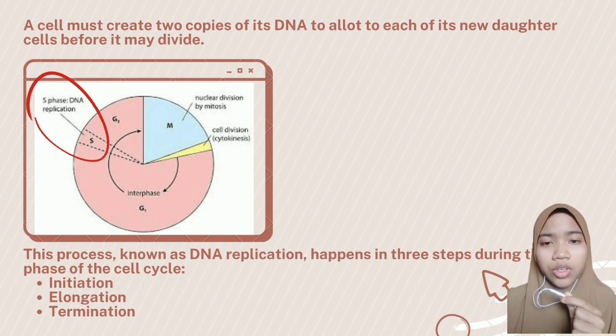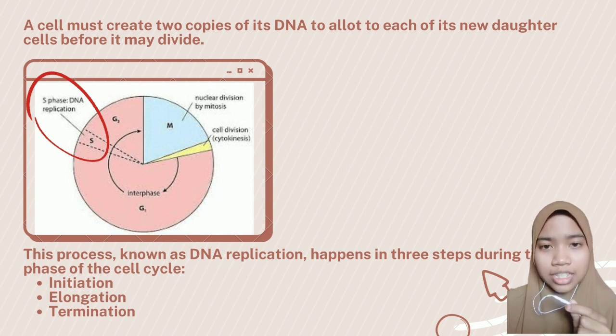A cell must create 2 copies of its DNA to allot to each of its new daughter cells before it may divide. This process is known as DNA replication and happens in 3 steps during the S phase of the cell cycle, which are initiation, elongation, and termination.